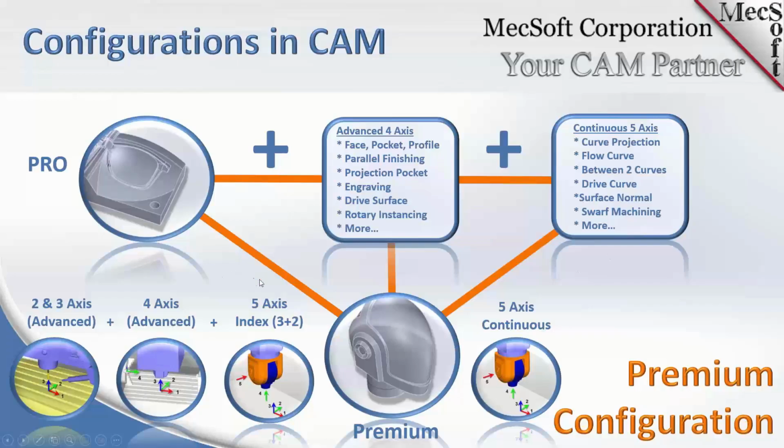So again, this is our highest configuration. It's called Premium. So if you look down at the capability icons down here, you get all of the Express, all of the Standard. So you get the 2 and 3-axis advanced, and you get all of what's in the Expert, which gives you the 4-axis advanced, and then you get all of what's in 5-axis, which gives you, as well as the indexed 3+2, continuous 5-axis methods, which we list all up here. And then obviously over here on the right, we add another icon here for continuous 5-axis capability.